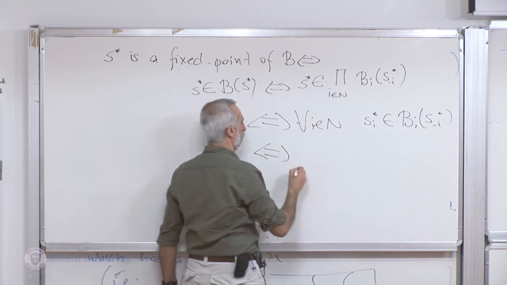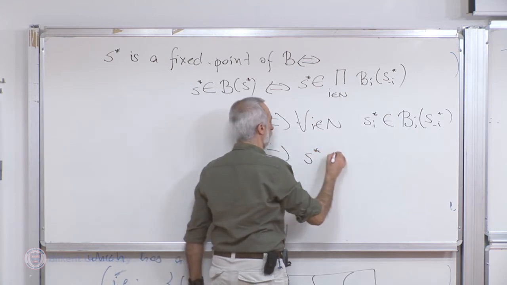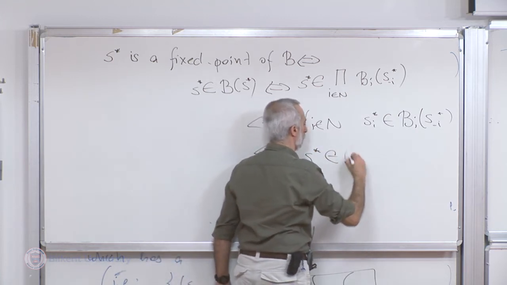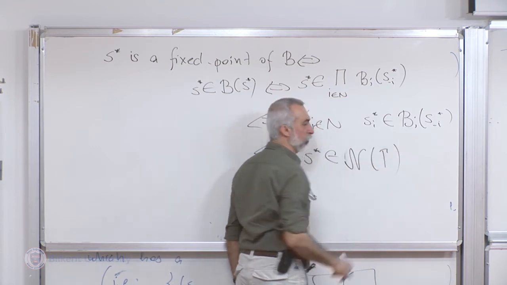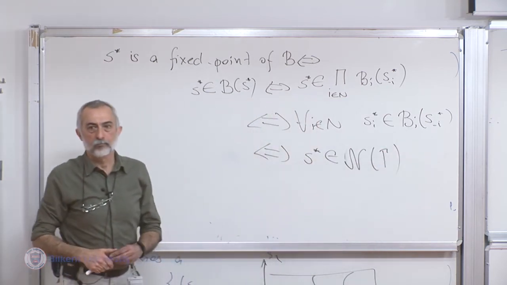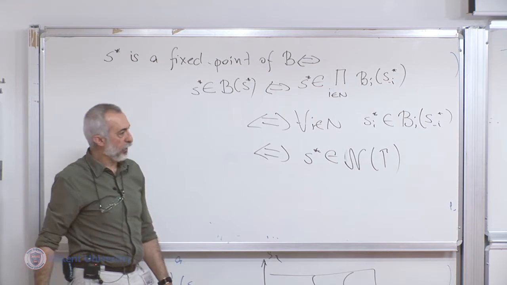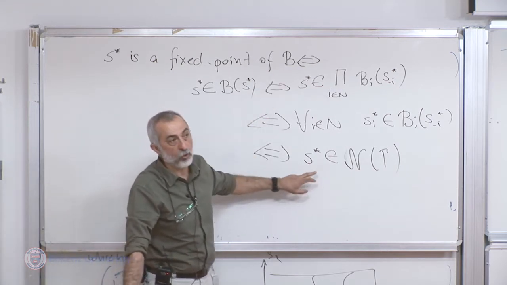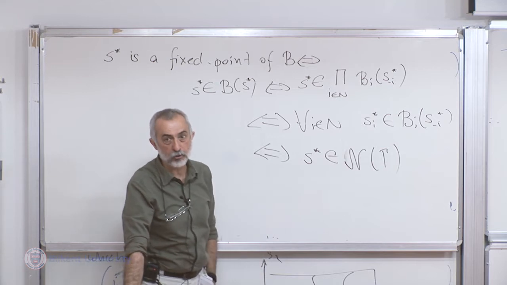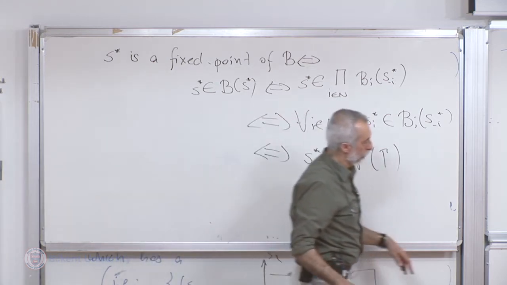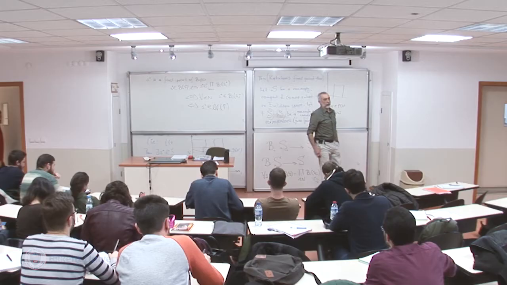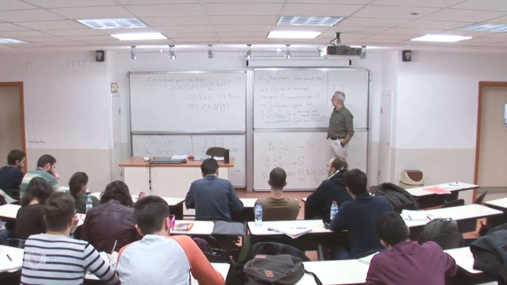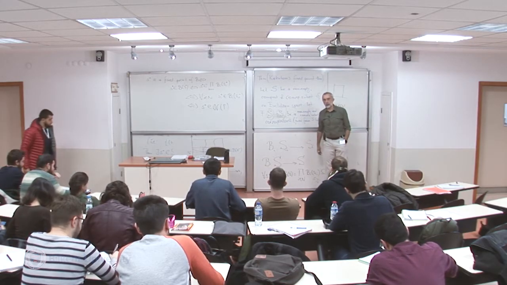But that's if and only if S star is a Nash solution of the game gamma. Okay? So if we can show that B has a fixed point, then we know that that fixed point is actually a Nash solution. So now let's try to show that every condition is satisfied.